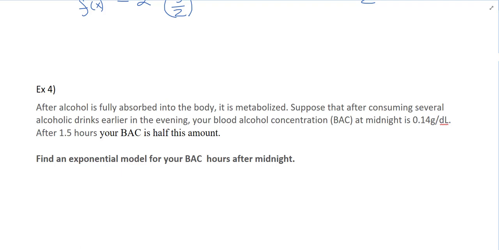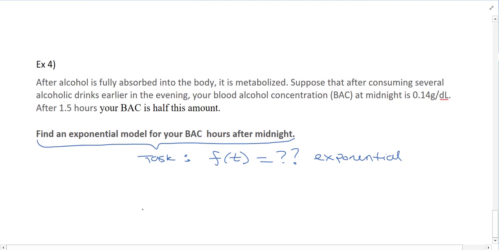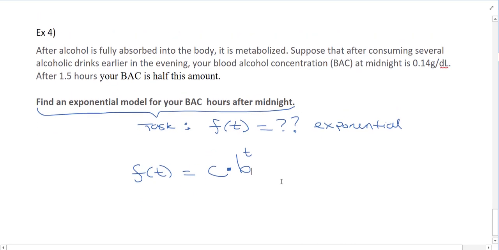With word problems, always focus on what the question is. In this case, our task is to find an exponential model for your BAC hours after midnight. So this is our task. We need to come up with f of, let's call it t, and I know that it's an exponential model. So we're going to use our standard form: f of t is going to be c times b to the t. I know it kind of looks like a composition, but it is a times. So c times b to the t.